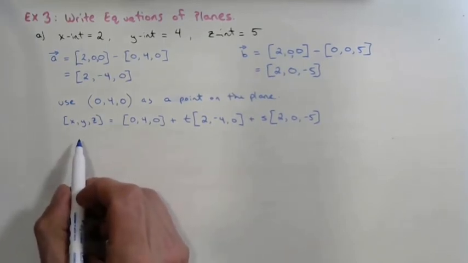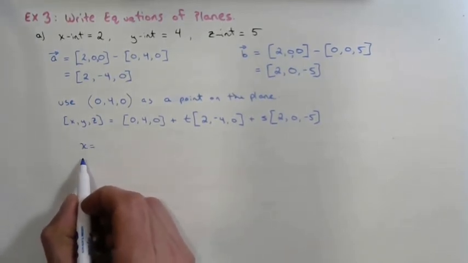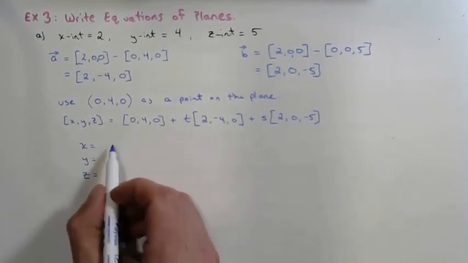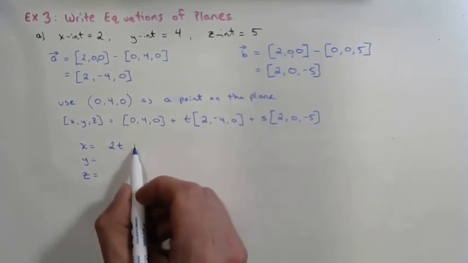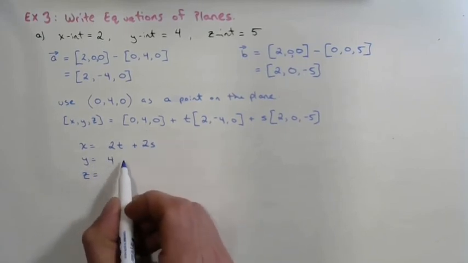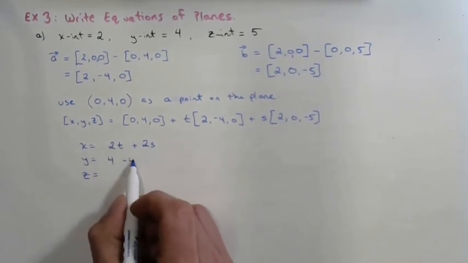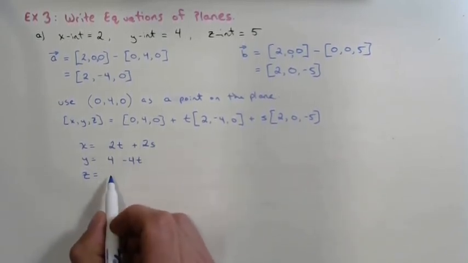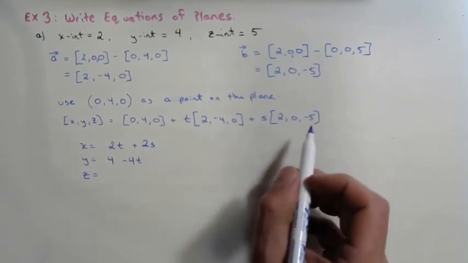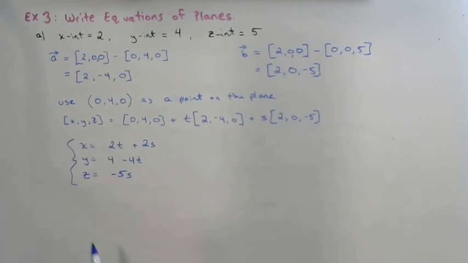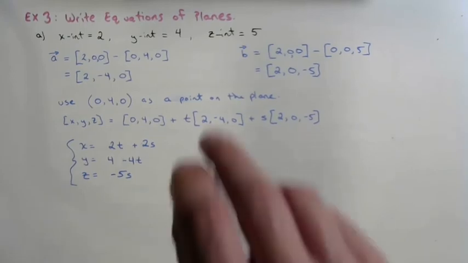Corresponding parametric equations. So I'm just going to take them right from our vector equation. X is 0 plus 2t plus 2s. Y is 4 minus 4t plus 0s, so I don't have to write that. Z is 0 plus 0t minus 5s. There's the parametric equation. And I'm going to clear this to make room for B.